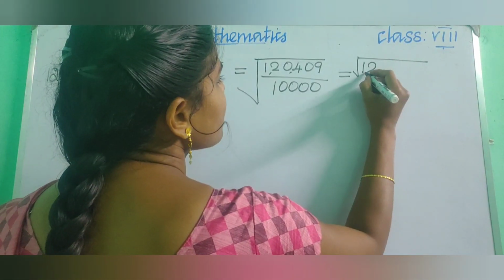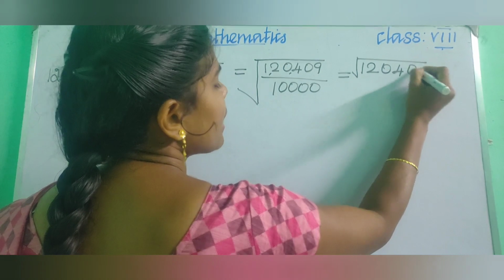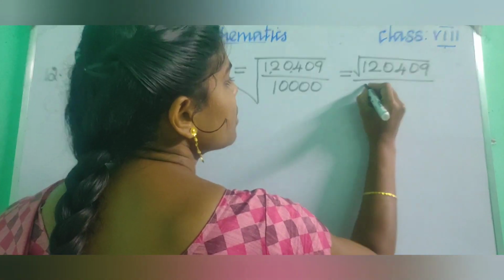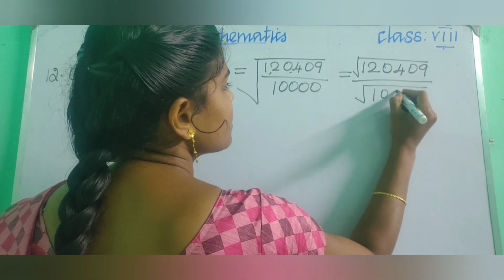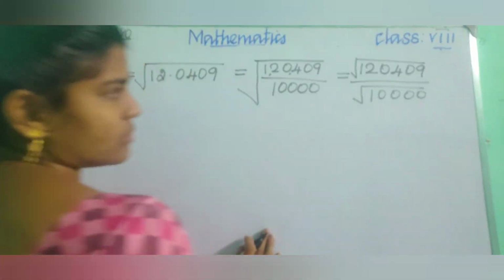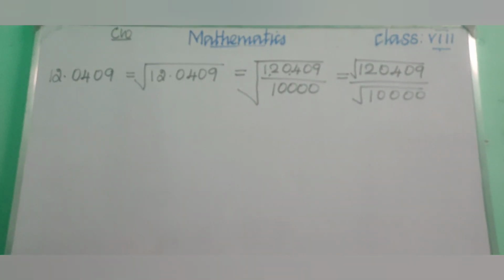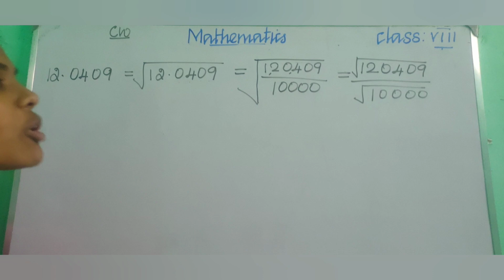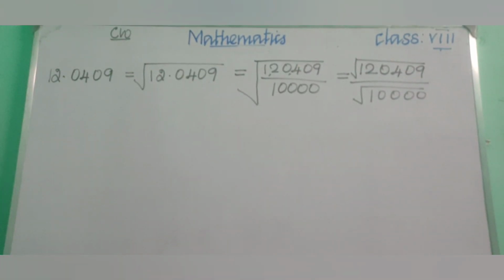So 1,20,409 upon root of 10,000. Okay, children, now I just separated the roots for both the numerator and the denominator. Now I have removed the decimal point, by putting zeros.